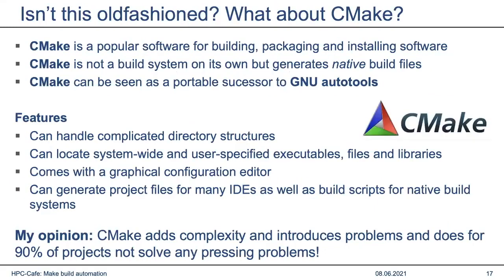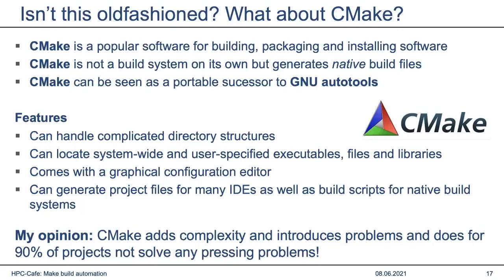When you ask a lot of people nowadays, especially computer scientists, they would say, okay, isn't this old-fashioned? Nowadays you are using CMake. So what is CMake? CMake is a software for building, packaging, and installing software. It's not a build system on its own, but it generates native build files. So on Linux systems or on Unix systems in general, it will generate makefiles. You could see it as a successor to the GNU Autotools.